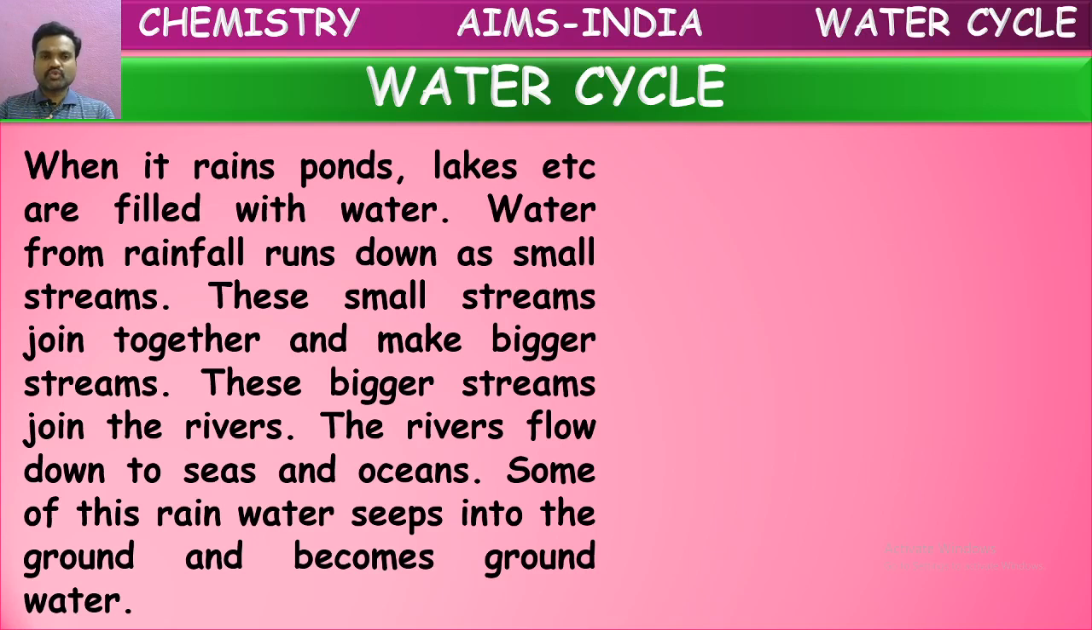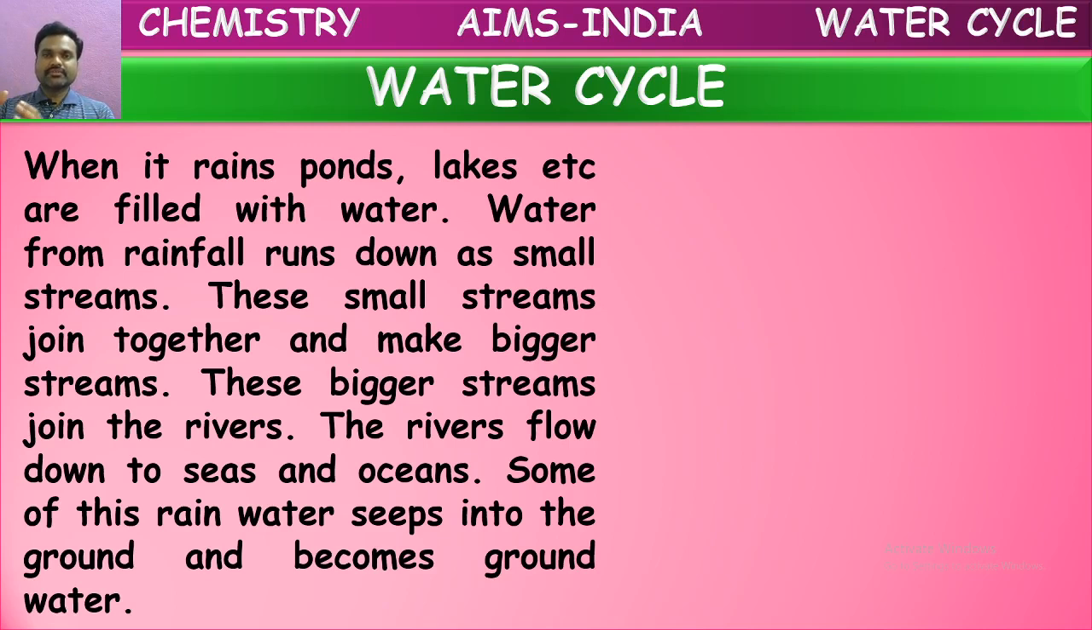These small streams join together and make bigger streams. These bigger streams join into the rivers. Yes, these bigger streams, like lakes and canals, will finally reach the rivers. These rivers flow down into seas and oceans. So finally the rainwater reaches the oceans again.